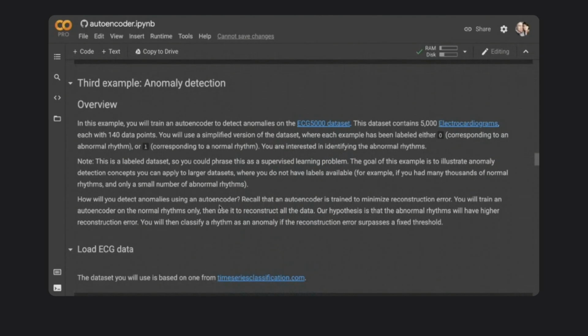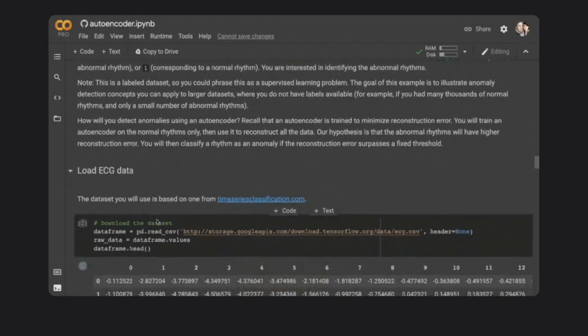So again, as we can see, it has 5,000 ECGs. Each of these ECGs is 140 data points. The data set has them labeled to be either 0, which is an abnormal rhythm, or 1, which is a normal rhythm. Now, if we were training a classifier, we would want to train it to tell the difference between an abnormal and a normal rhythm, and we would use both of these. But in this case, we want to do anomaly detection, so we're actually going to filter out the data set to just the ones with the normal rhythms. So keep an eye out for that.